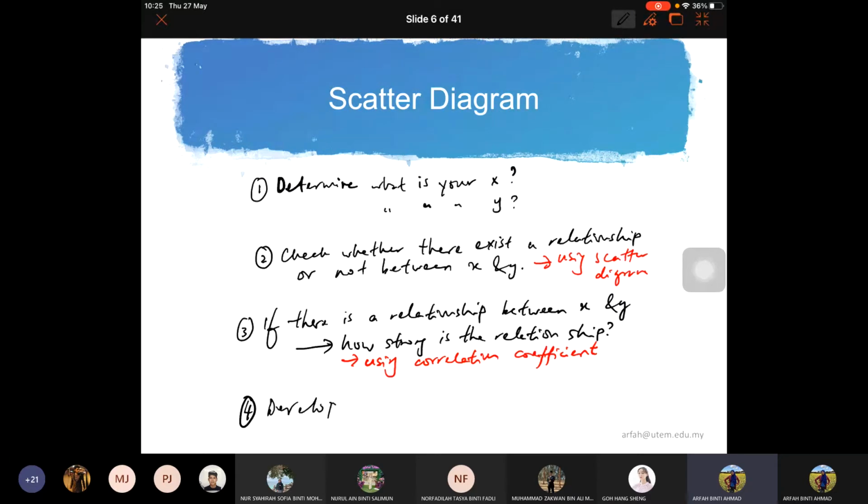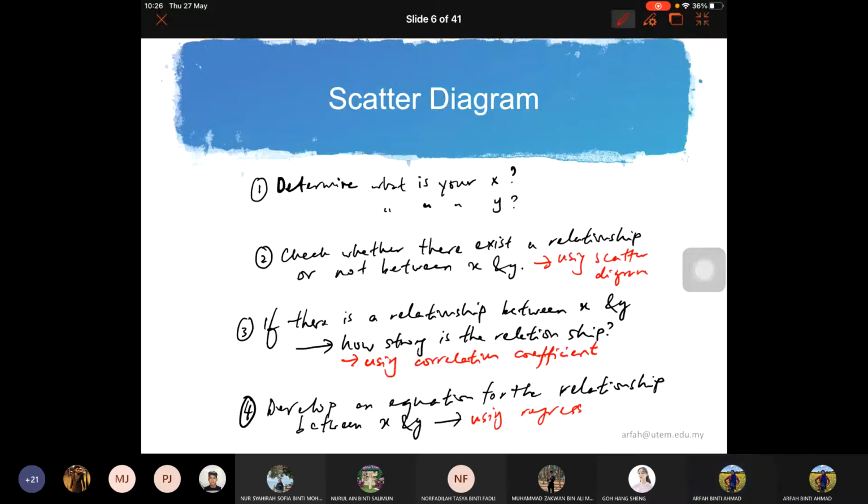Okay, and then step keempat, develop an equation for the relationship between X and Y. So this one kita akan using regression analysis, yang mana equation dia akan Y sama dengan AX plus B. Okay, so this is for example. This is all the 4 steps involved that you are going to learn in this chapter.